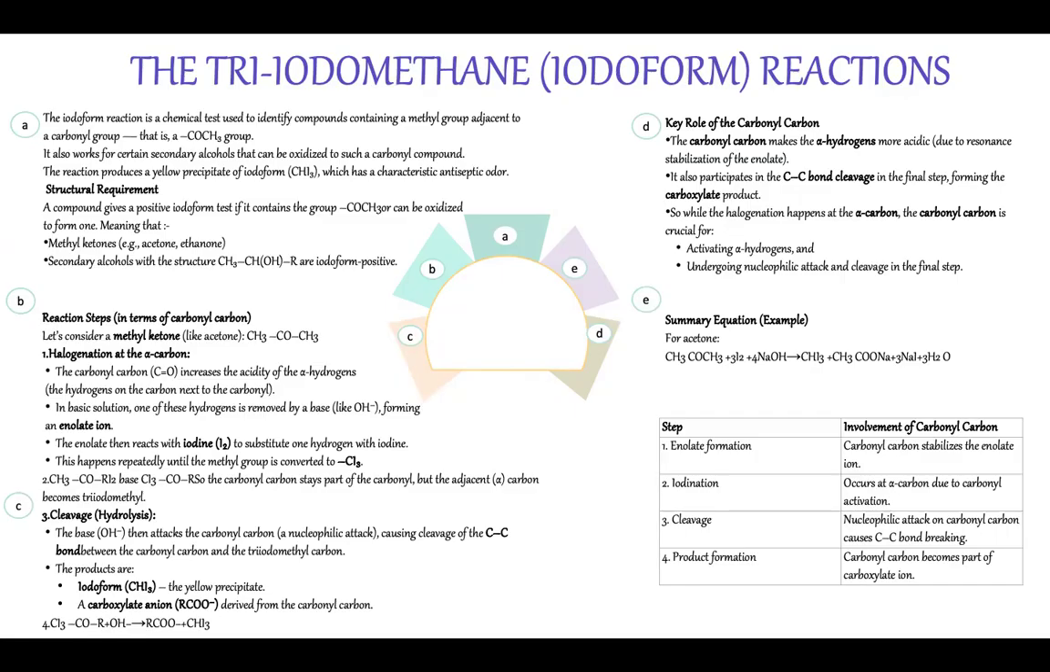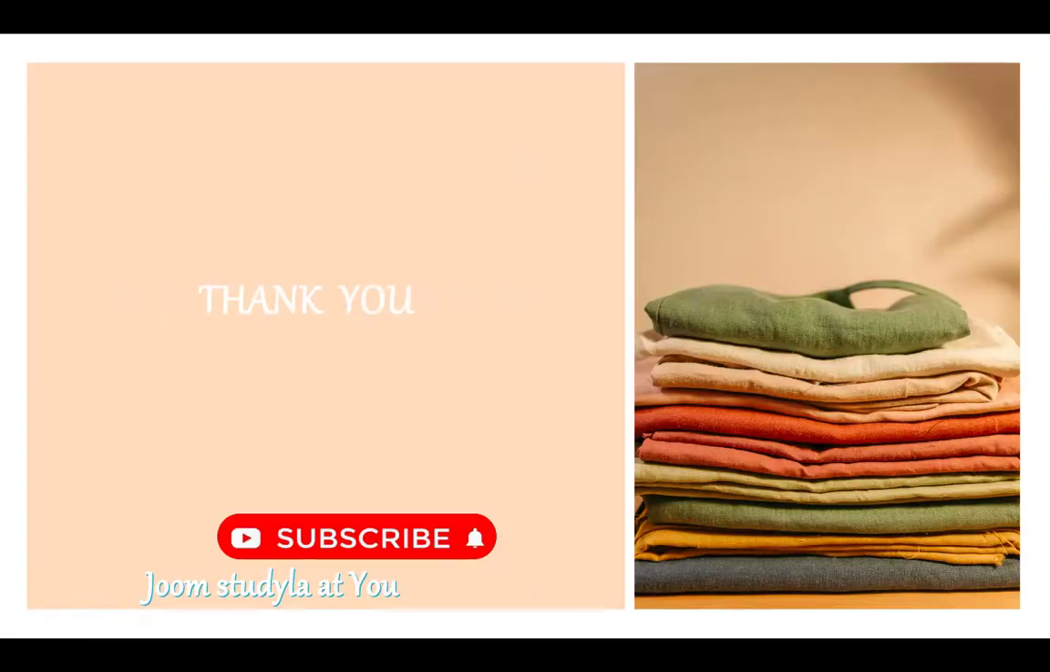And as a summary, during enolate formation, the involvement of the carbonyl carbon is to stabilize the enolate ion, and in the step of iodination, the involvement of the carbonyl carbon is at the alpha carbon due to carbonyl activation. At the step of cleavage, the nucleophile attacks the carbonyl carbon, which causes C-C bond breaking. And during product formation, the carbonyl carbon becomes part of the carboxylate ion. That's all that we have in today's presentation.